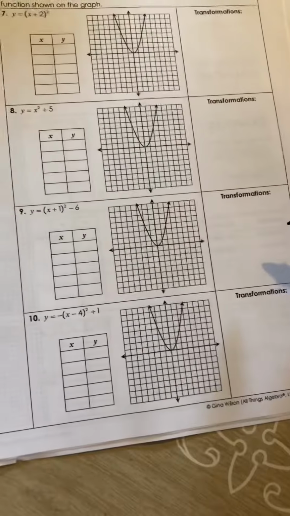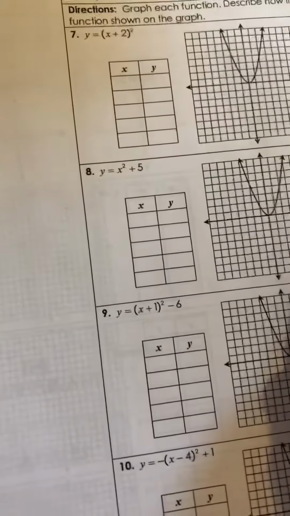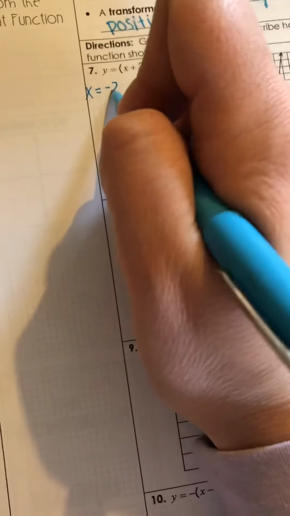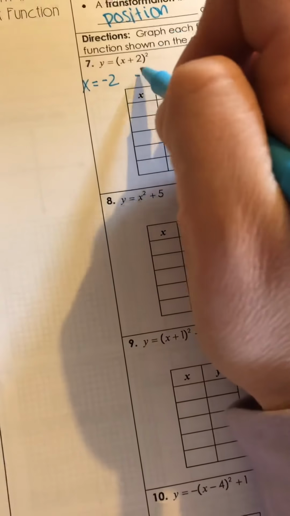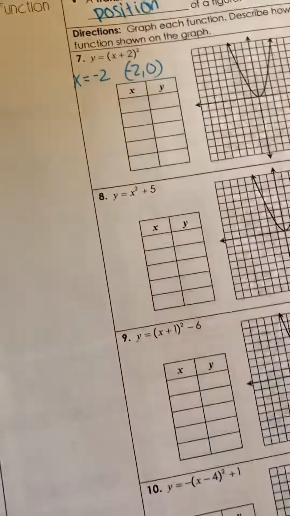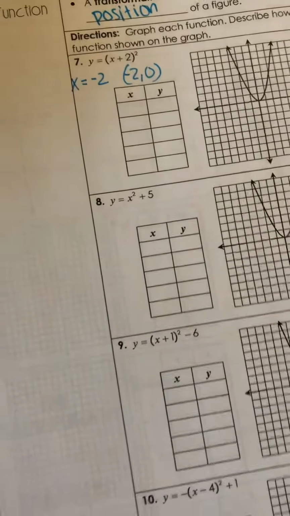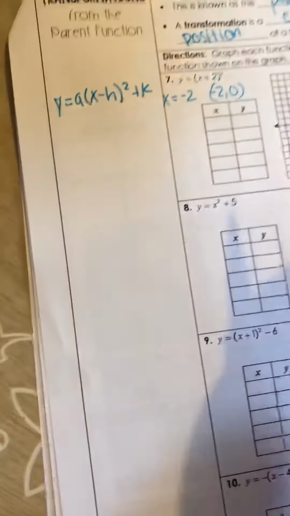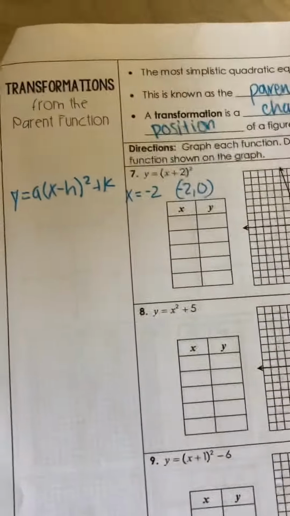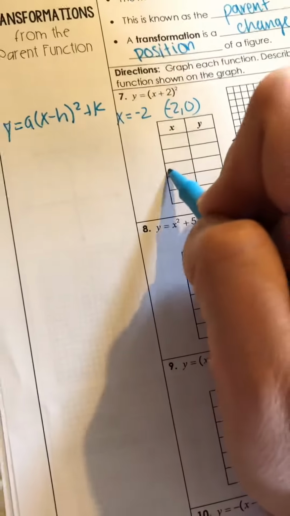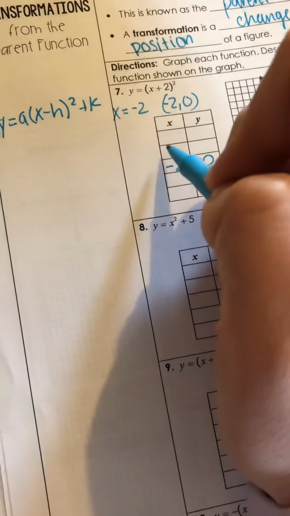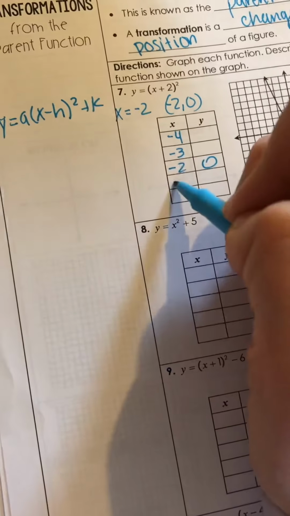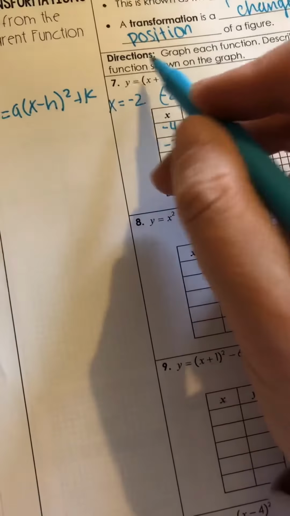So for 7, my axis of symmetry is x equals -2, and my vertex is -2, 0, because I don't have that k off to the side. Remember, we're looking at y equals a times x minus h squared plus k. So that's going to be my middle point. I'm going to put -2, 0 in here, and then I'm going to put -3, -4, -1, 0. You're just plugging those in.